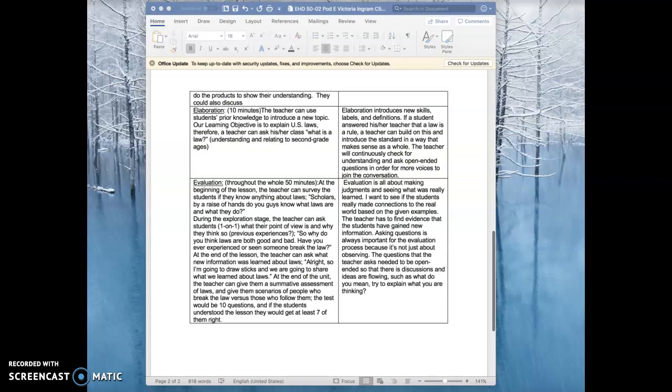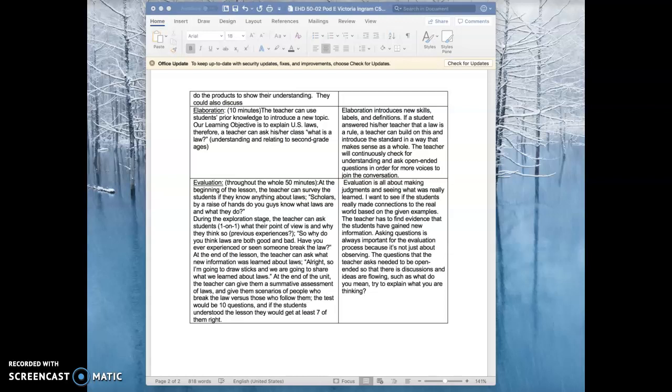For our final E, it is evaluation, and we agreed that this is going to take place throughout the entire 50 minutes of a class period. And at the beginning of this lesson, the teacher can survey the students and see if they know anything about laws. Scholars, by a raise of hands, do you guys know what laws are and what they do?